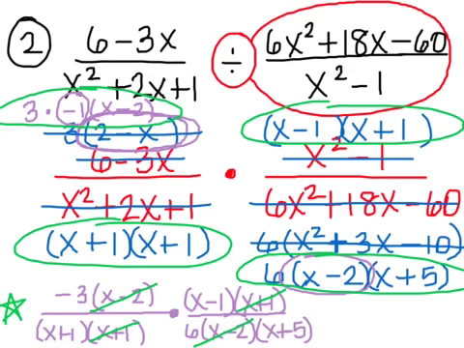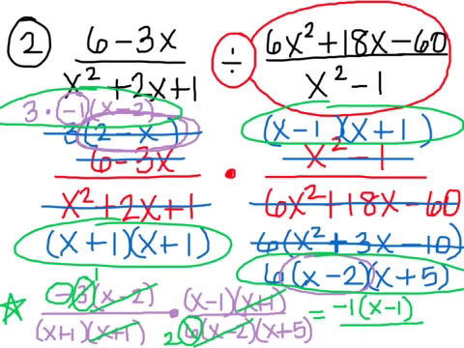And that is all the binomial factors that will cancel, but we also have a 3 here and a 6 here. We can divide both of those by 3, and this becomes a 1. And this becomes a 2, but don't forget there was a negative out here, so that'll be a negative 1. So what we have left is negative 1 times x minus 1 over, then what we have left on the bottom is a 2, and then an x plus 1, and an x plus 5.